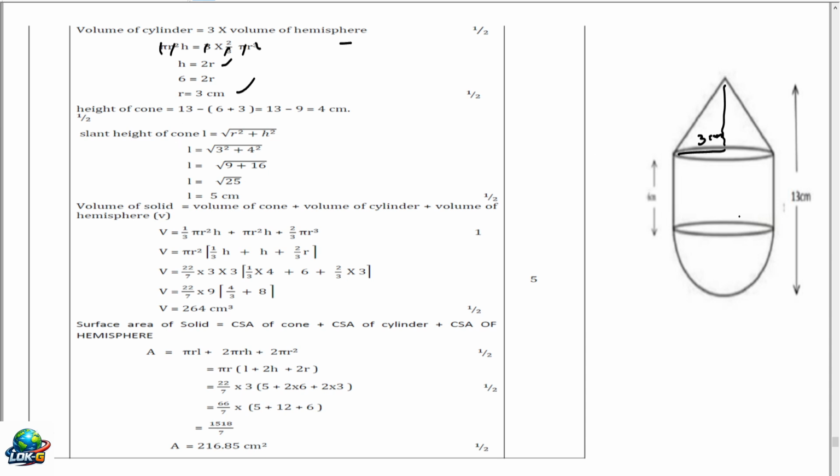And the height of the cone will be, observe, what is the height of the cone? Height of the cone will be 13 minus, this one is 3, 13 minus 3 minus 3, that is 6.